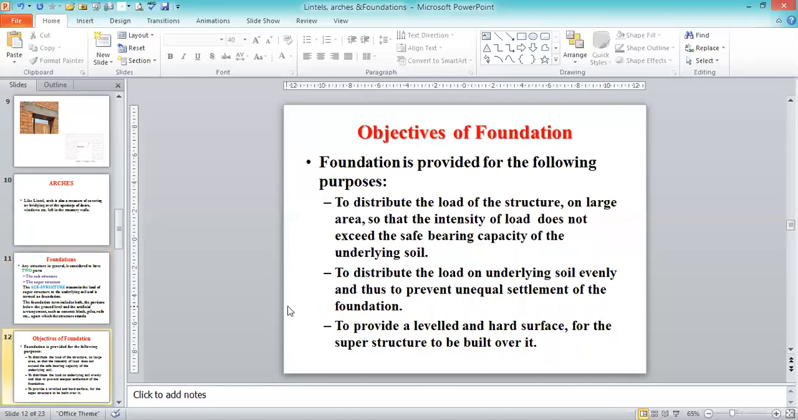Then why is the foundation necessary? That is one of the objectives of the foundation. What is the importance of the foundation? The first is to distribute the load of the structure over a large area so that the intensity of load does not exceed the safe bearing capacity of the underlying soil.